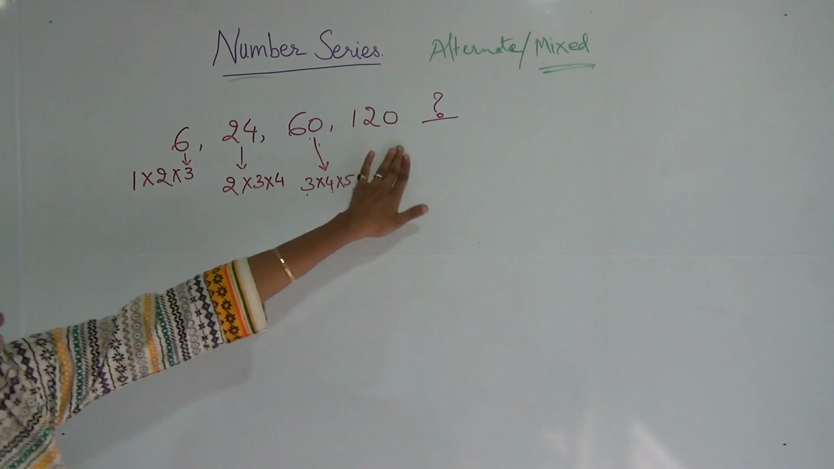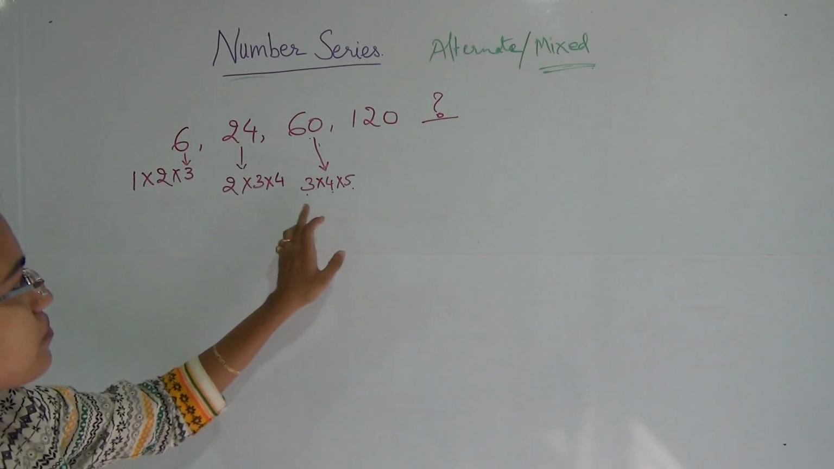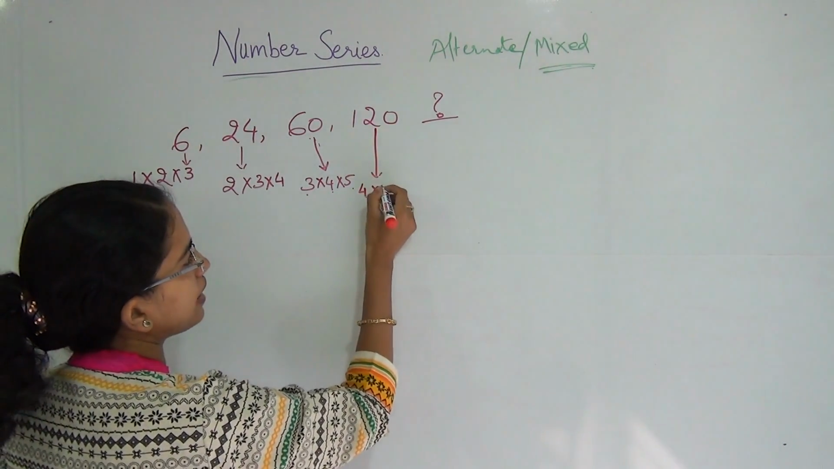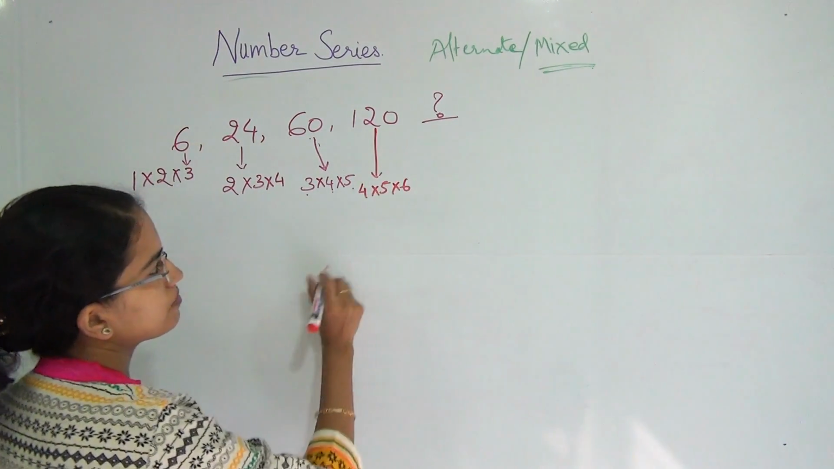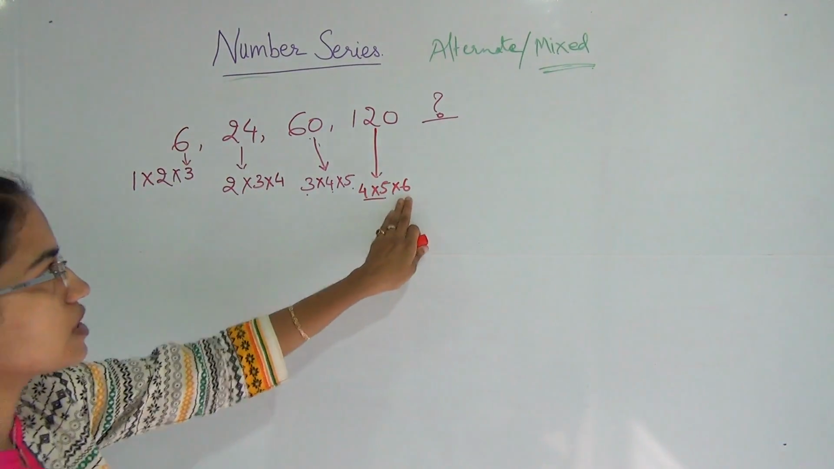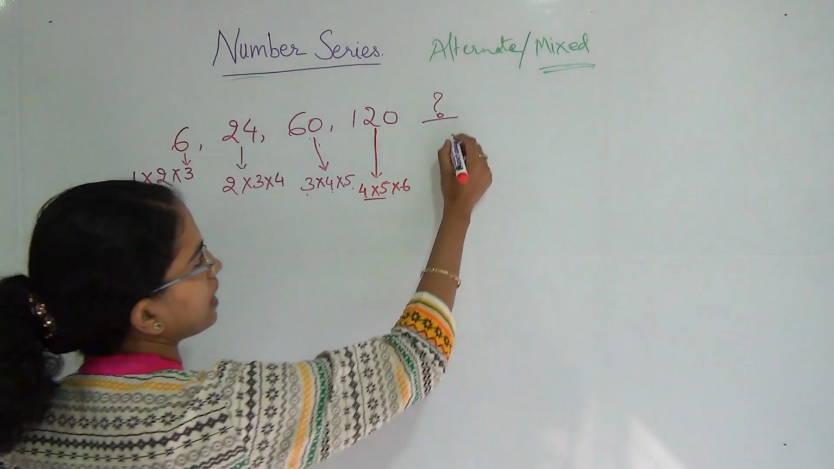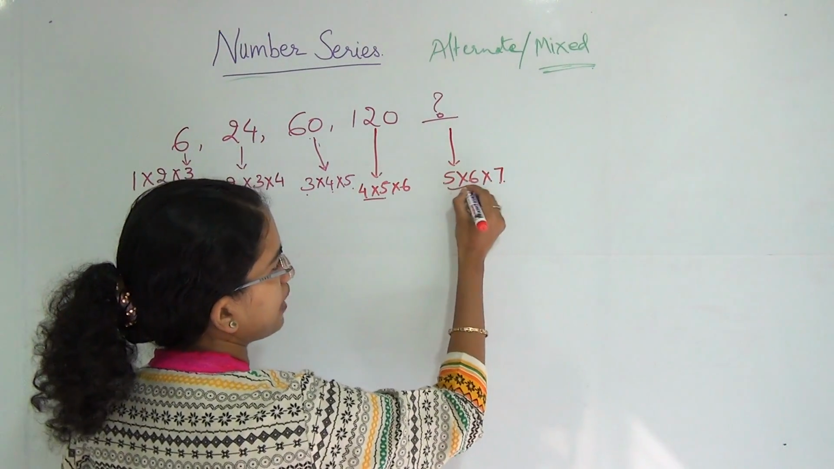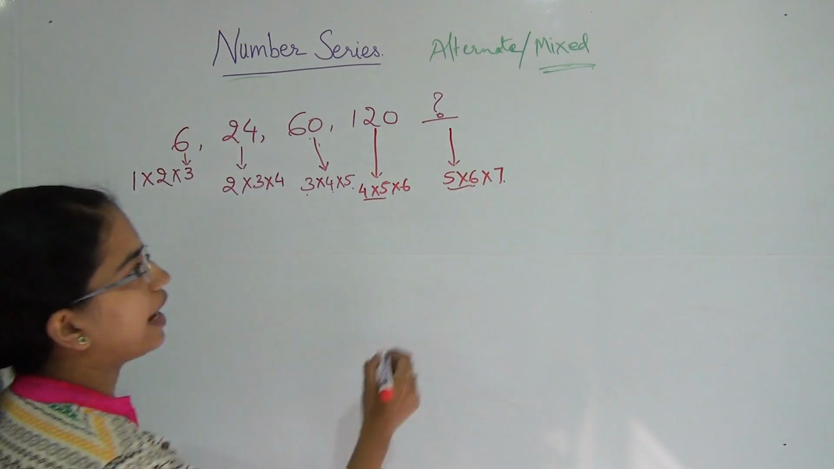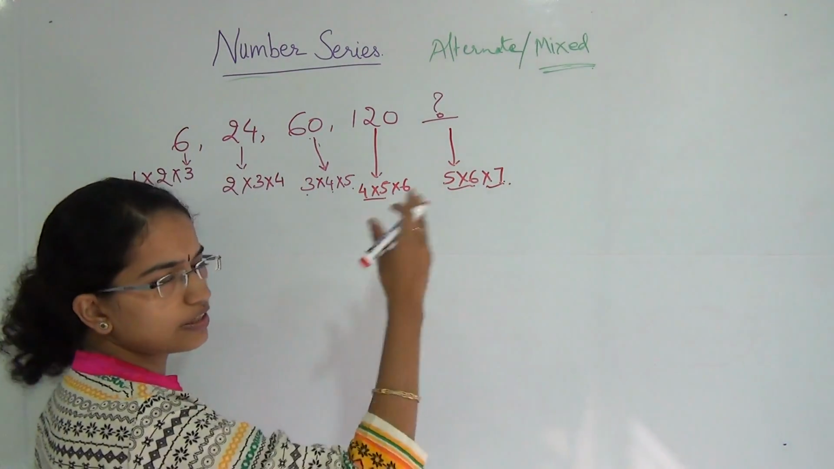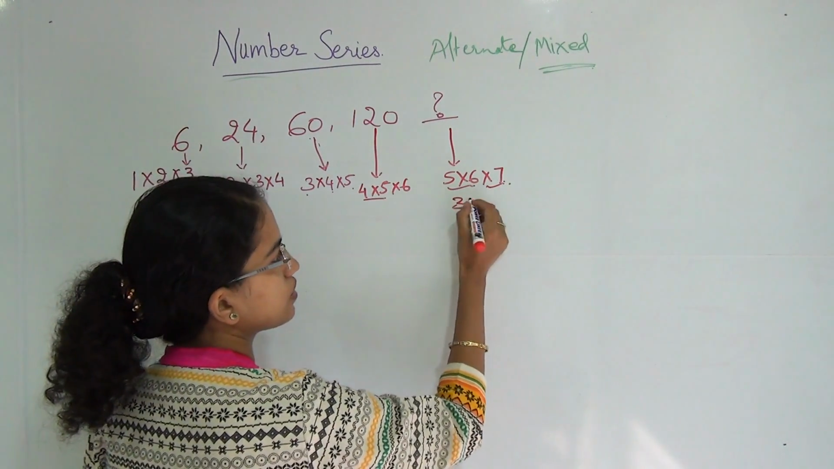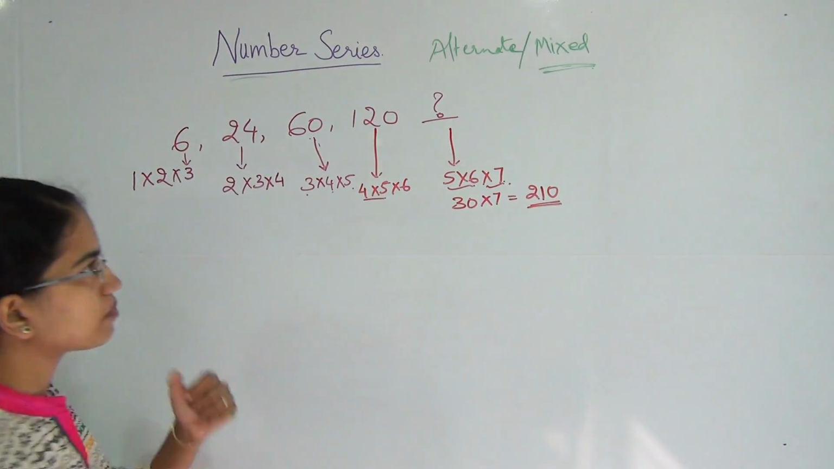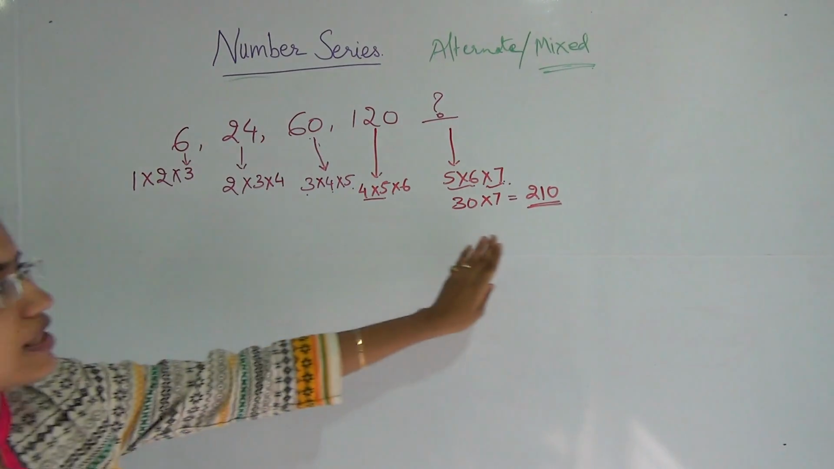So the next number here should be, I am increasing one digit here. So it's 4 into 5 into 6. Now let me check whether 4 into 5 into 6 is 120. So 4 into 5 is 20. 20 into 6 is 120. So that is correct. And the last one here should be 5 into 6 into 7. So 5 into 6 is 30, and 30 into 7 would be 210. So in this way I can say what would be the next number.